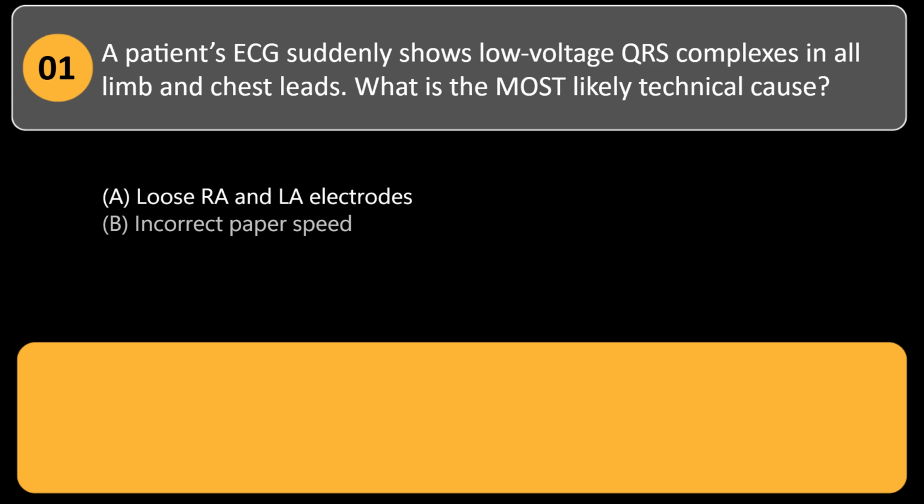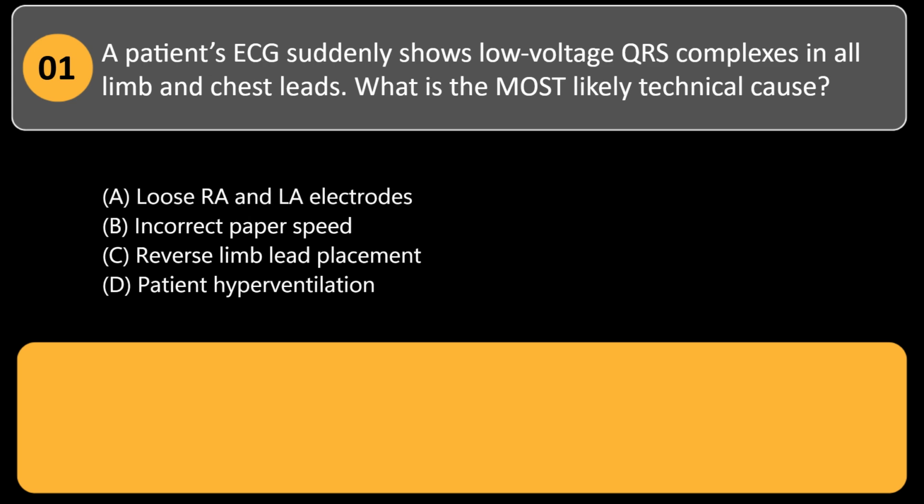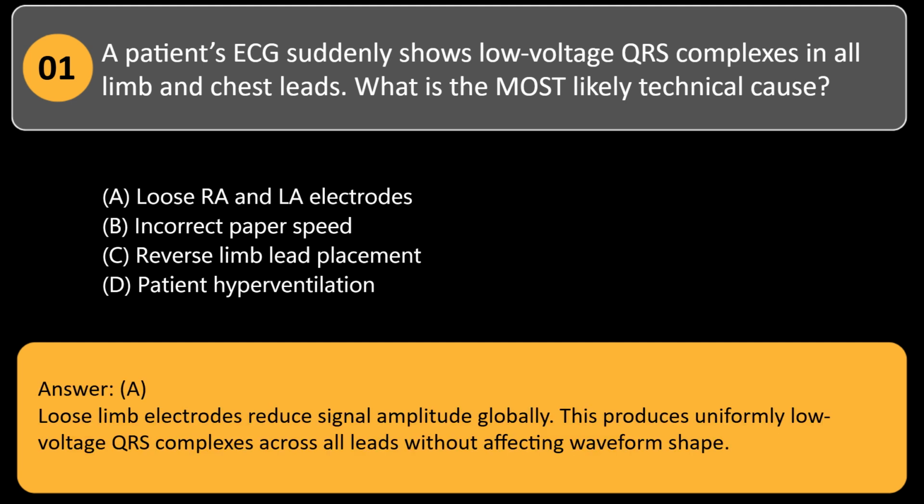A patient's ECG suddenly shows low-voltage QRS complexes in all limb and chest leads. What is the most likely technical cause? A. Loose RA and LA electrodes. B. Incorrect paper speed. C. Reverse limb lead placement. D. Patient hyperventilation. Answer A. Loose limb electrodes reduce signal amplitude globally. This produces uniformly low voltage QRS complexes across all leads without affecting waveform shape.